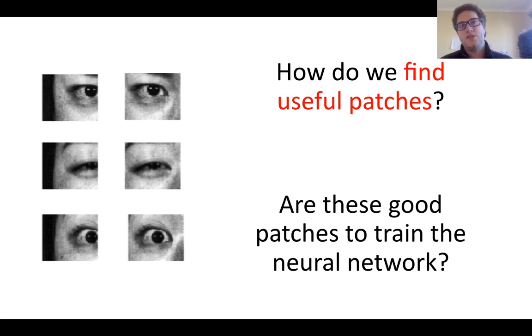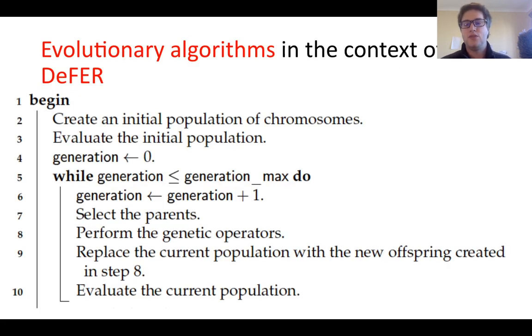So how do we find these useful patches? And are the ones on the left good patches for emotion recognition and for training a neural network? The patches that are shown are actually not very helpful. Just looking at that part of the eye doesn't actually help us understand the emotions that are being conveyed. So how do we go ahead and find these useful patches? So we propose to use evolutionary algorithms.